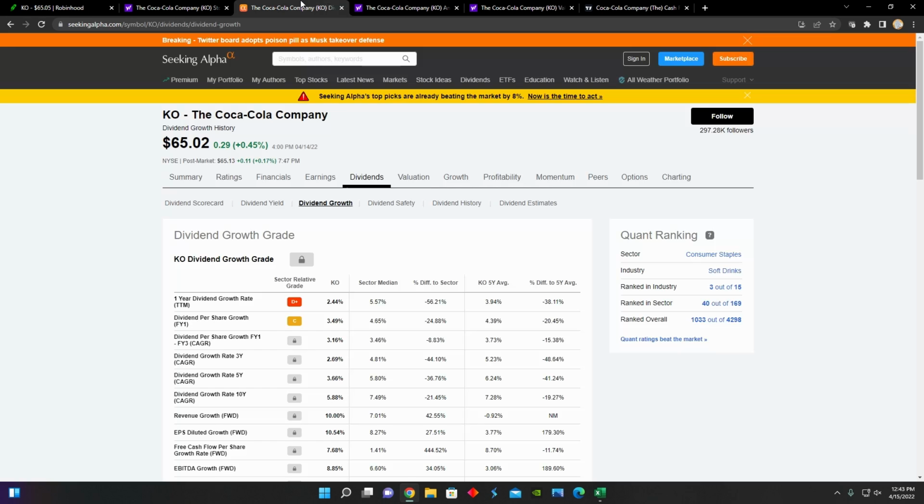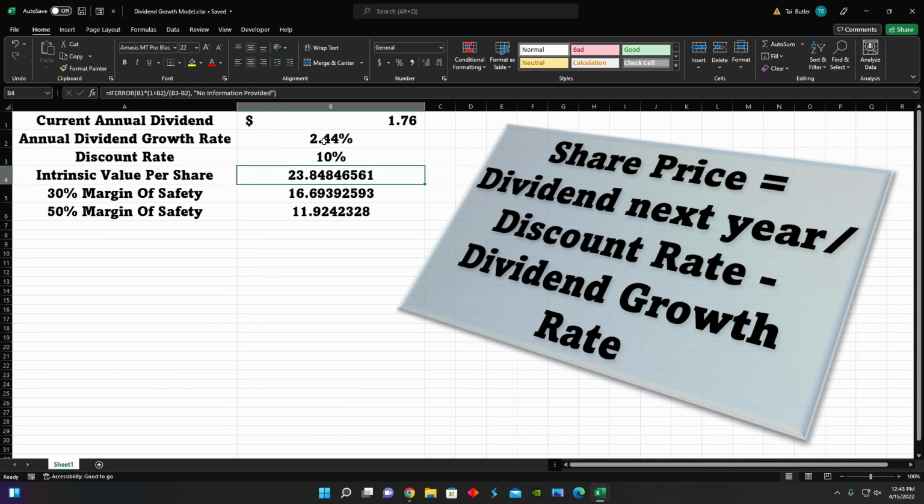And then I just multiplied that by the 1 year trailing 12-month growth rate, and that gave me the projected dividend that was going to be paid out in the following year. And then, of course, for these other two metrics, this is pretty simple. For the 30% margin of safety, I took 70% of the intrinsic value per share. And then for the 50% margin of safety, I just took 50% of the intrinsic value per share. And that's basically how this model works.